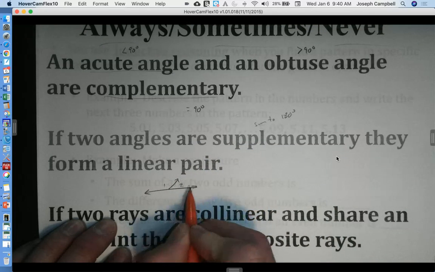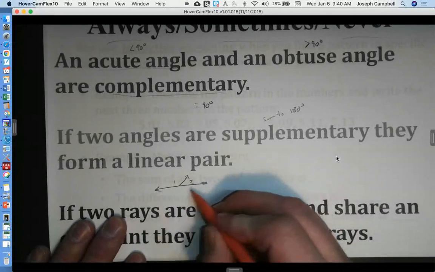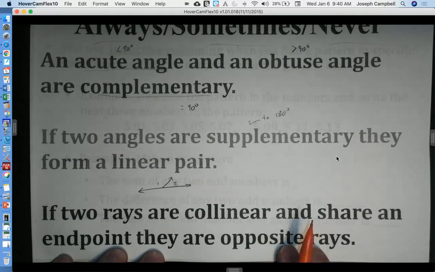Right, this is angle 1, that's angle 2. So linear pair are supplementary, but they're also adjacent. So think to yourself if this is always, sometimes, or never true.